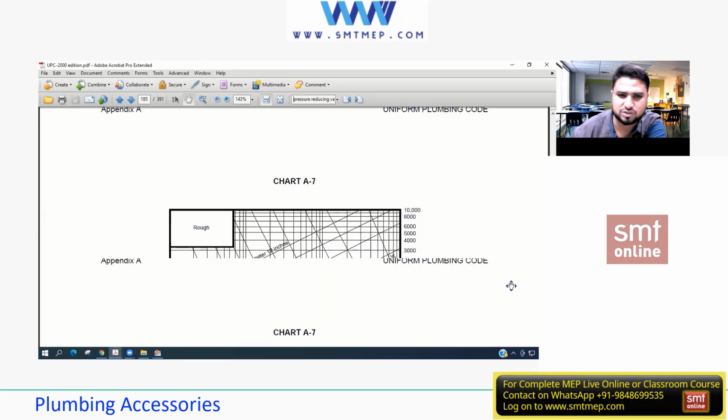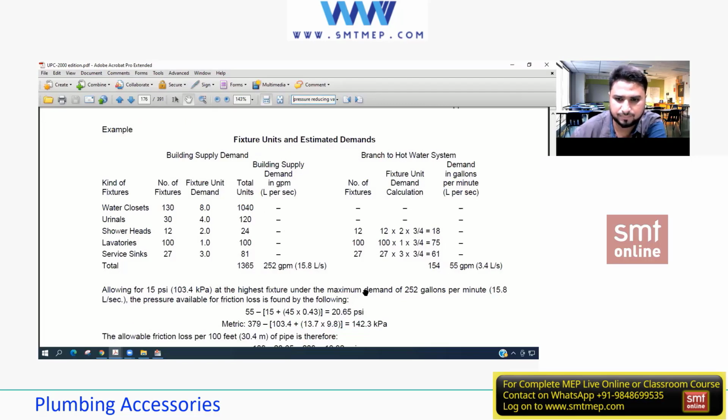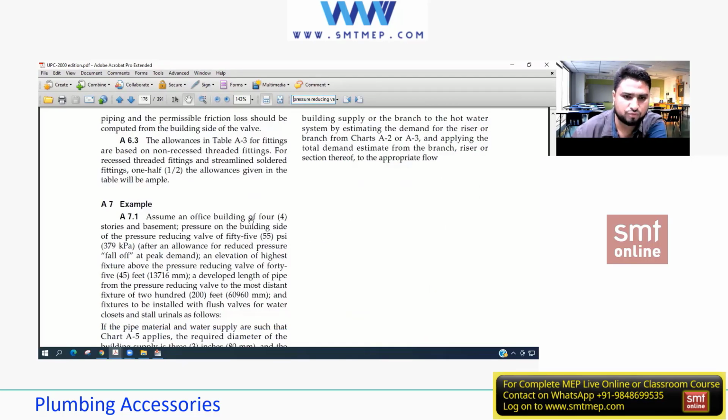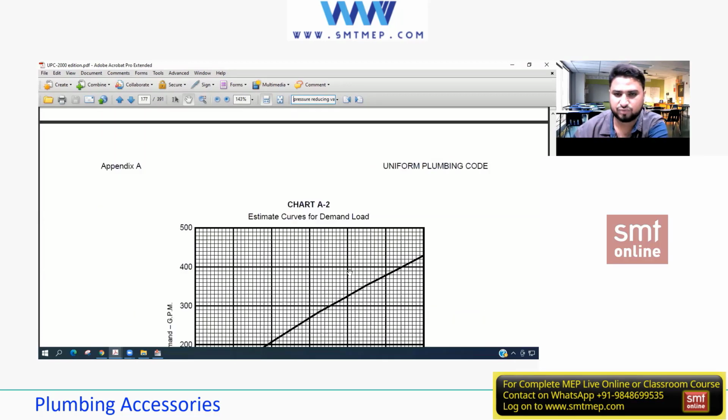Okay, let me just read it over here. This is fixture estimated demand. Assume an office building of 4 stories and basement. Pressure on the building side of the pressure reducing valve of 55 PSI, after allowance of reduced pressure fall off at peak demand. An elevation of highest fixture above the pressure reducing valve of 45 feet, a developed length of the fixture. Not exactly what it says, but I have it somewhere. I'll try to find it and let you know in tomorrow's session.